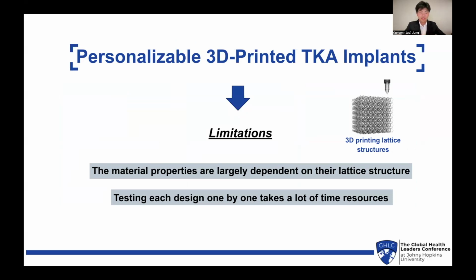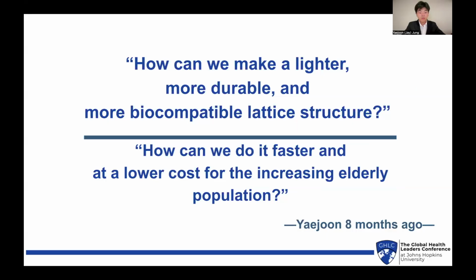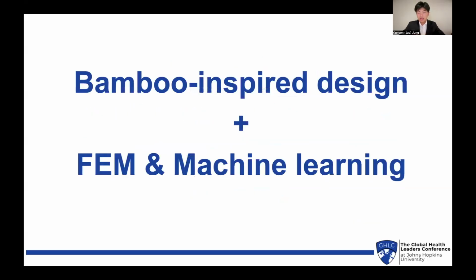Alongside that, I was asking myself, how can we make a lighter, more durable, and more biocompatible lattice structure? How can we do it faster and at a lower cost for the increasing elderly population? In this study, I chose a combination of bamboo-inspired design and FEM and machine learning-based approach to design a novel bamboo-inspired lattice structure that is not only more durable, but also lightweight, with better osseointegration abilities for the elderly population.